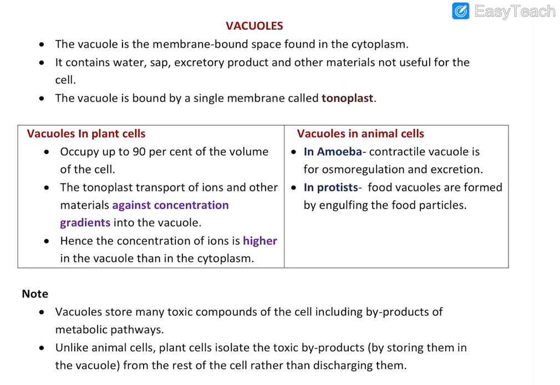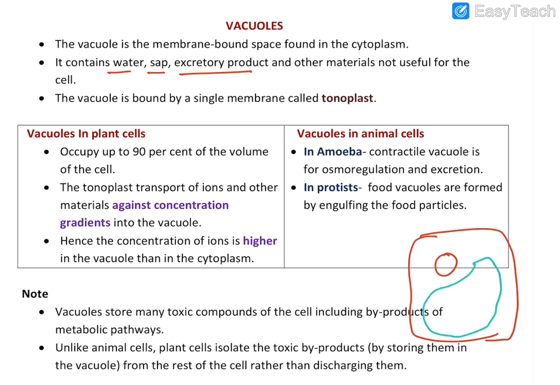Vacuole is also a single membrane bound cell organelle that is mainly found in the plant cell, but also found in animal cells. So what does it contain? It contains water as well as sap, excretory products, and also certain material that cannot be eliminated. Such materials will be present inside the vacuole. For example, there is the plant cell and here you find the nucleus. The vacuole in a plant cell occupies about 90% of the cell.